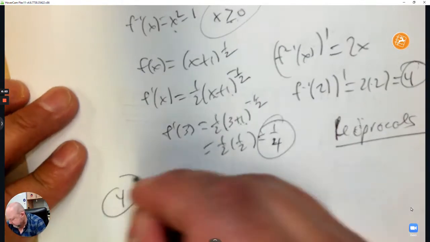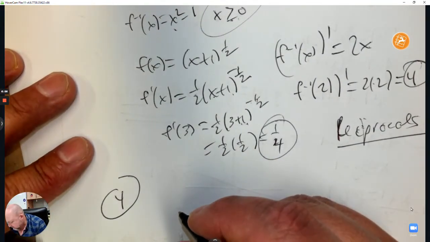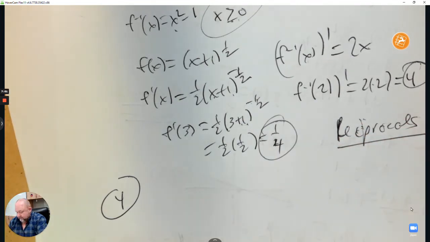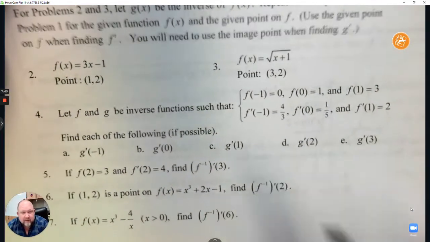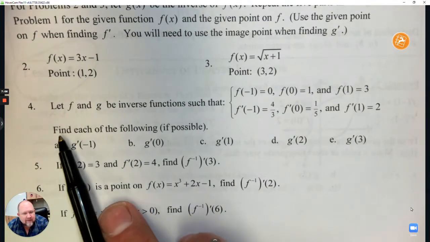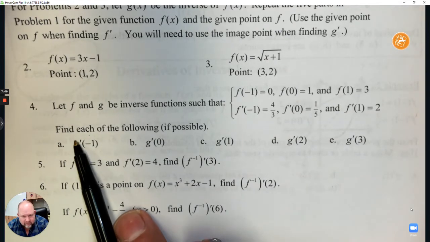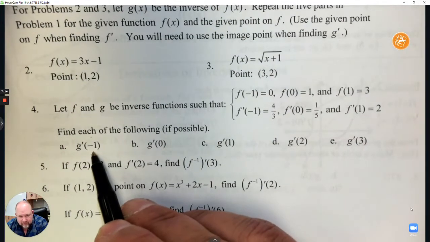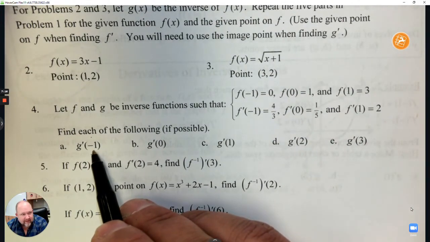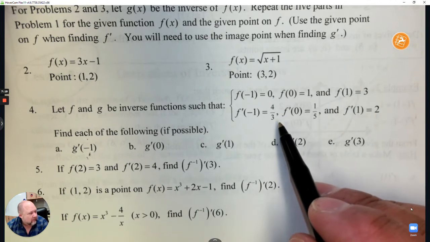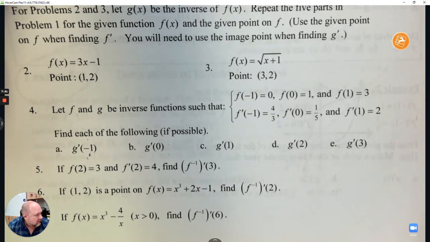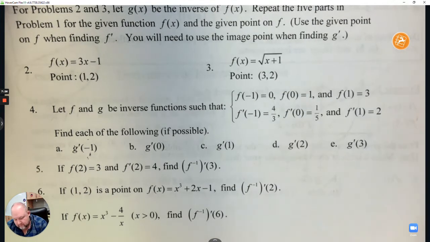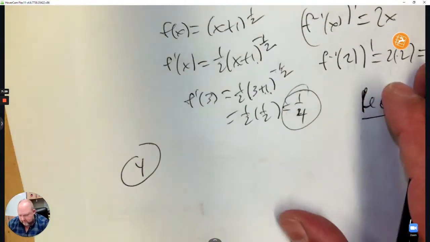Number 4. Let f and g be inverses, and it gives you a bunch of information. I'm going to do it right here. You need to write it down, but I'm going to do it right here in my book because I don't want to rewrite that down. Find each of the following if possible. What's the derivative at -1 for g? So if that's the case, then that's the y coordinate, that what I'm looking for. And I don't know for number 4. Oh, I have it right here. And maybe it is good to draw like a chart kind of thing. Let's do that to organize it.